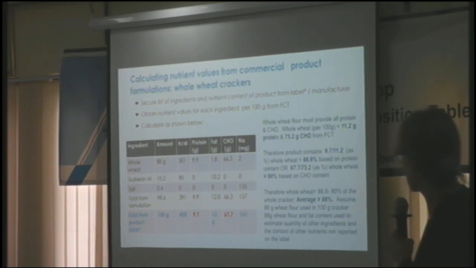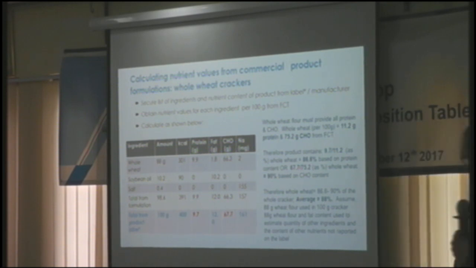So in this cracker there would have been whole wheat, soya oil, salt. If you look at some of the macronutrients, you can make a decision about how much whole wheat went into it, for example, because you know that the protein and carbohydrate will be coming from whole wheat. You know the total amount of these nutrients from the label. So you know that the whole wheat flour must provide the 9.7 grams of protein, it must provide the 67.7 grams of carbohydrate.